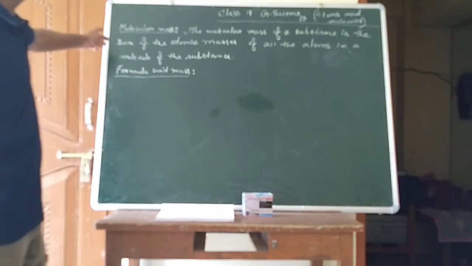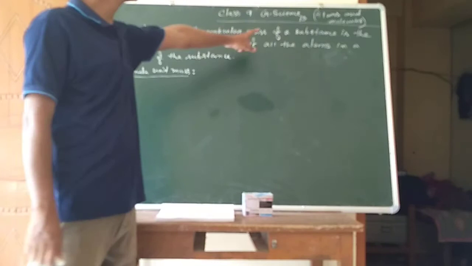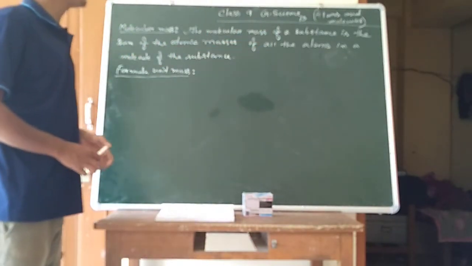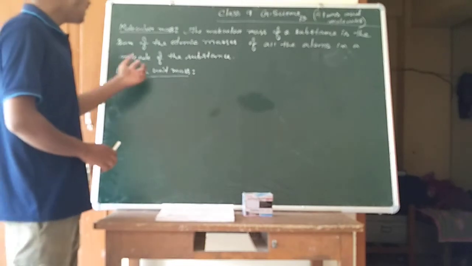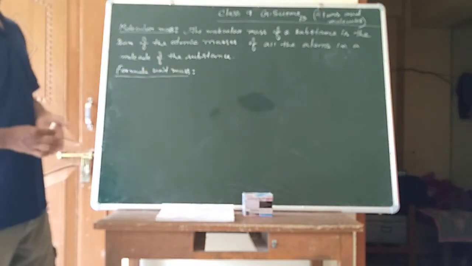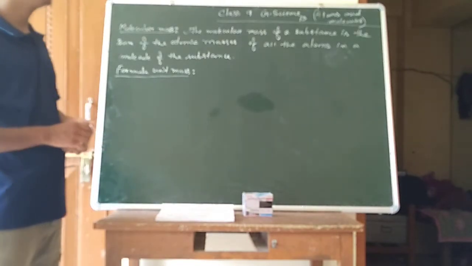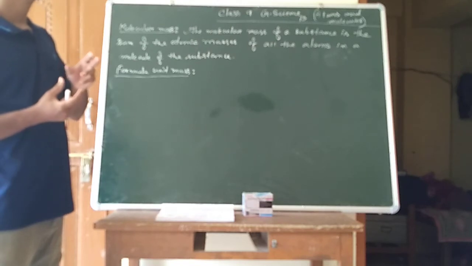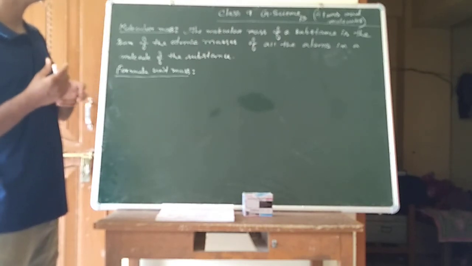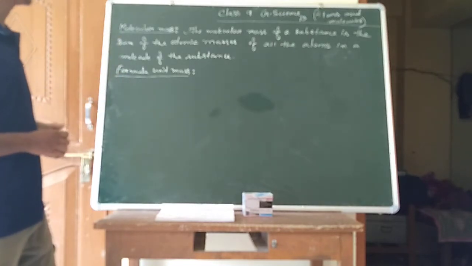The definition of molecular mass is written here. The molecular mass of a substance is the sum of the atomic masses of all the atoms in a molecule of the substance. That is, if a molecule contains two or more elements, then the sum of the atomic masses of each element in the whole molecule is called the molecular mass of the substance.